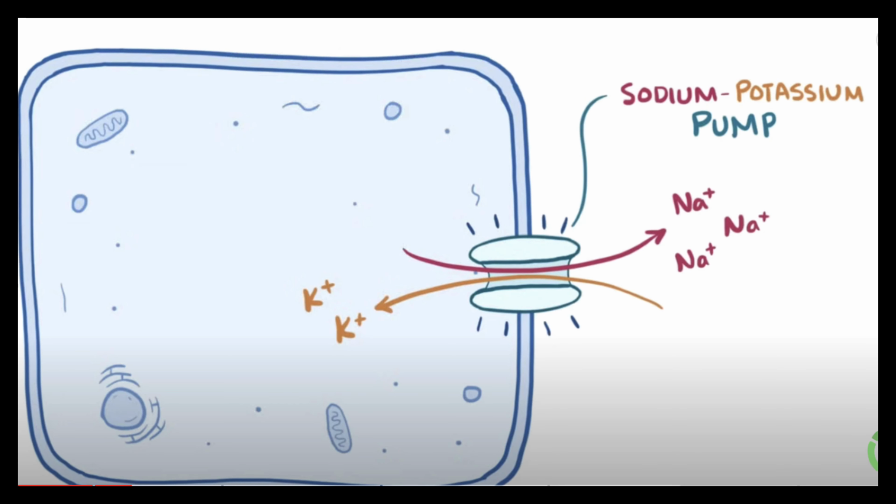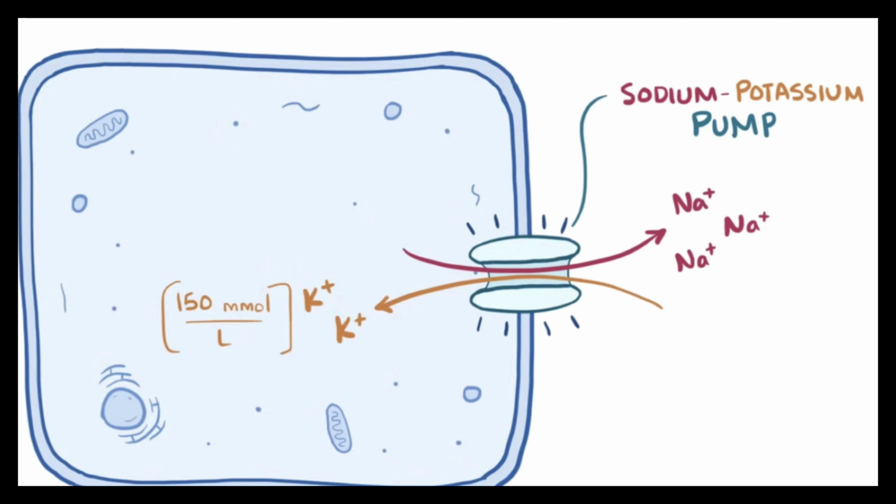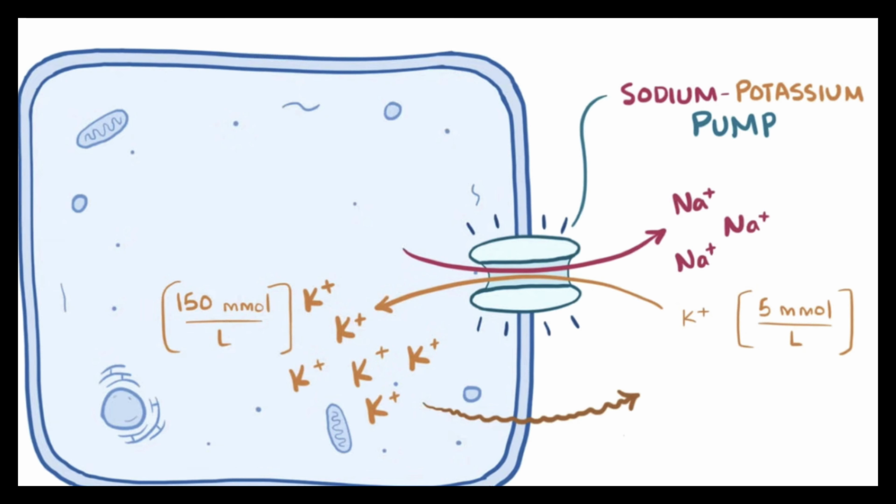So let's focus on potassium, which has a concentration of 150 millimoles per liter on the inside of the cell and about 5 millimoles per liter on the outside of the cell. With so much potassium within the cell relative to outside the cell, there'll be a fairly strong concentration gradient moving potassium ions out of the cell.